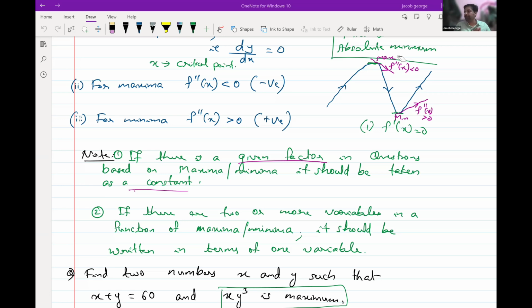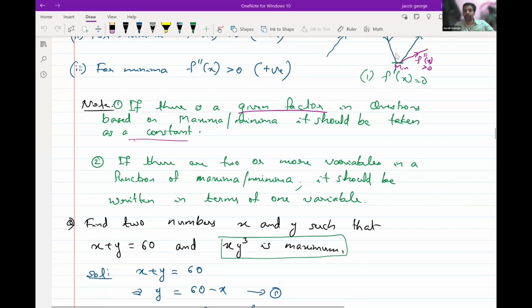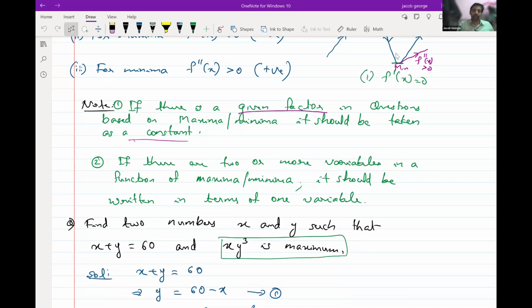Point number 2, only one variable is allowed. If more than one variable, 2 or more variables are there in a function of maxima or minima, it should be written in terms of one variable. For example, x plus y is 60 in the very next first question. You're going to work out that question, then similar questions later you have to see. In that one, two variables are there, x plus y is 60. So I have written y is equal to 60 minus x, writing one variable in terms of the other. So this is the second point to be noted. Is it clear, the theory content based on maxima or minima?